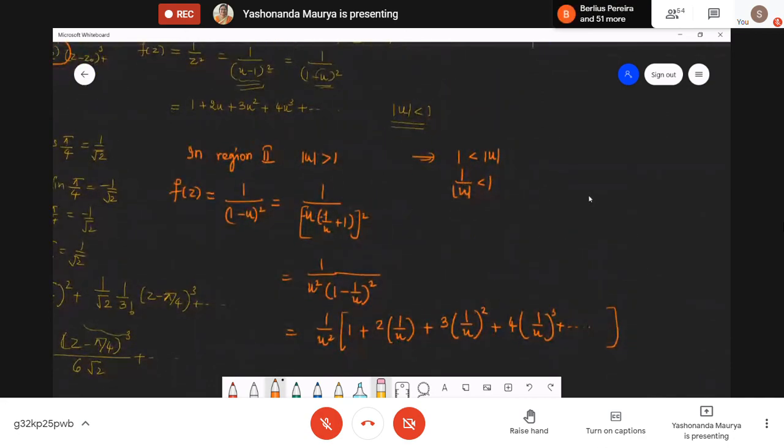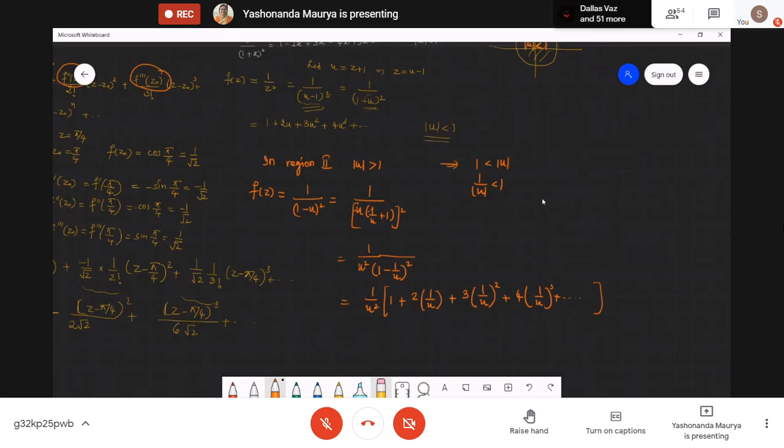Just check if this part is clear. And finally, we can write down the value of u as, where u is this expression. In all the cases we should always mention this. So this is all about expansions.